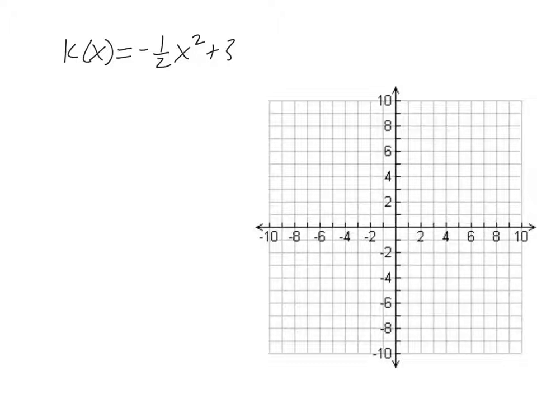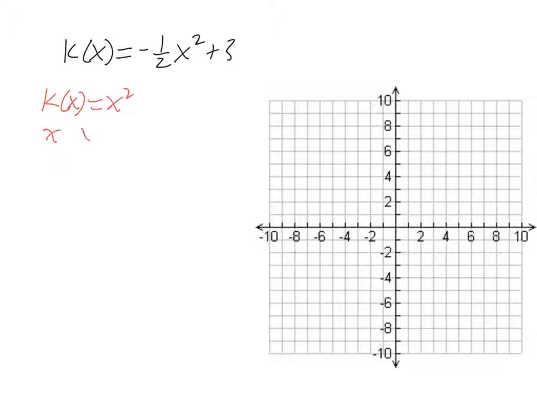First again, to identify the parent function, this one is the x part being raised to the second power, so that's our quadratic parent function. So our parent function is y equals, or k of x equals x squared.